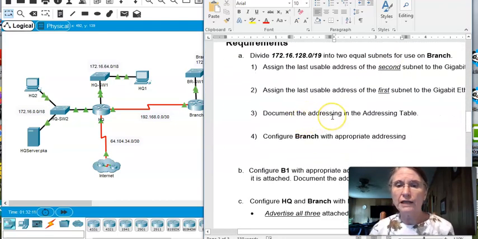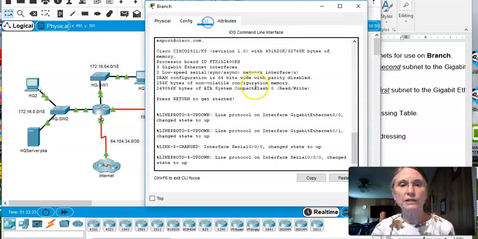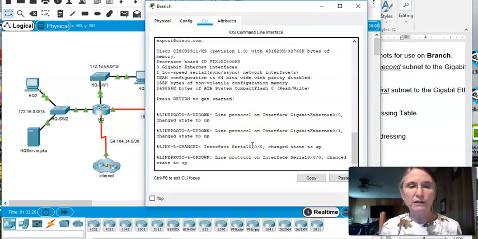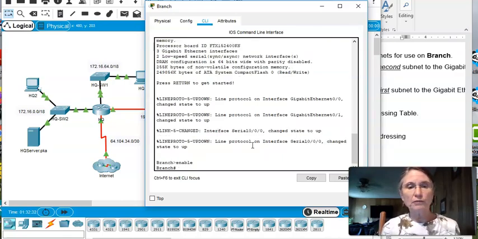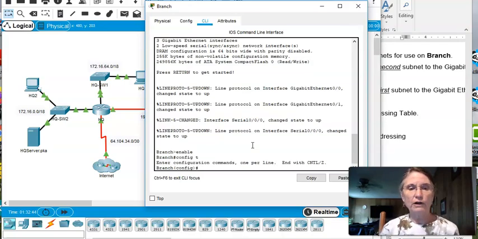So we documented the addressing table, and now we need to configure branch with that appropriate addressing. So we can open up the branch, go to the command line on that router. We know that we have to use the enable command to get into the privileged exec mode and config T for global configuration. And now we can configure the interfaces.